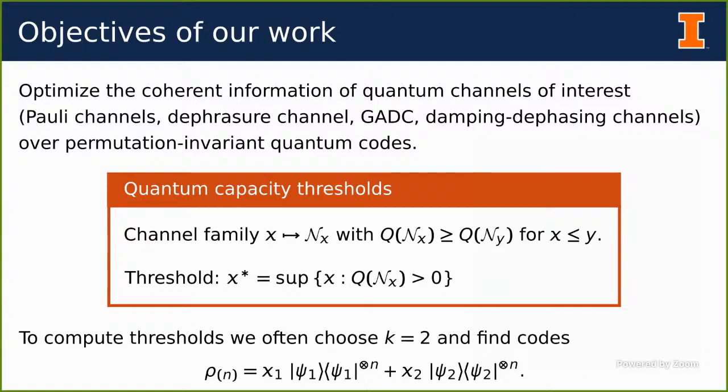So for these channels, the capacity is a non-increasing function in x that eventually becomes 0 and starts at 1 or log d, where d is the dimension of the system. Now you ask, where does it become 0 the first time? What is called the threshold?